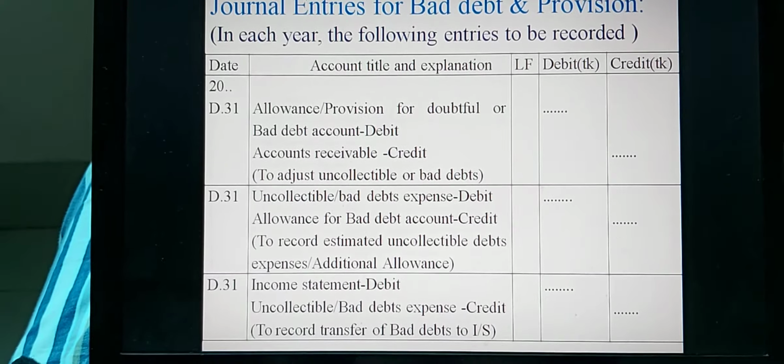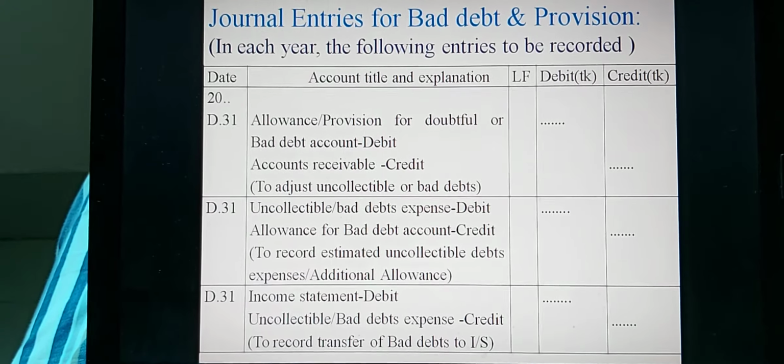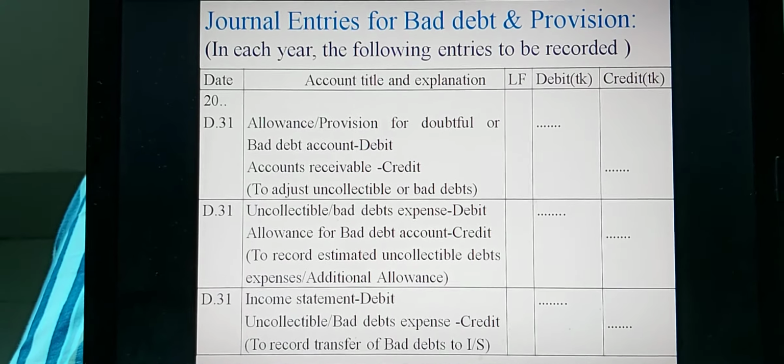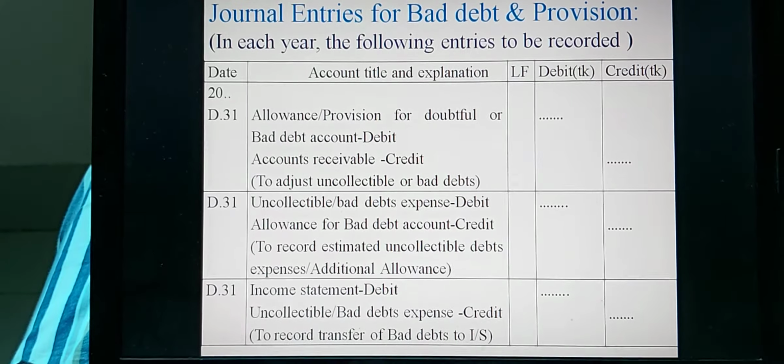The third one is to be written to close the bad debt expense. The entry: income statement debit, uncollectible debt expense or bad debt expense credit. This entry is for transferring the bad debt to the income statement.